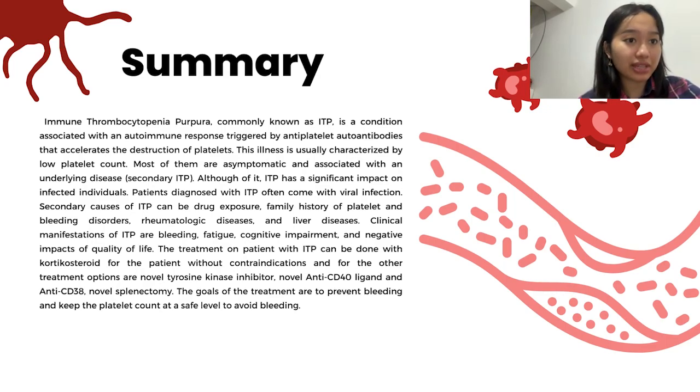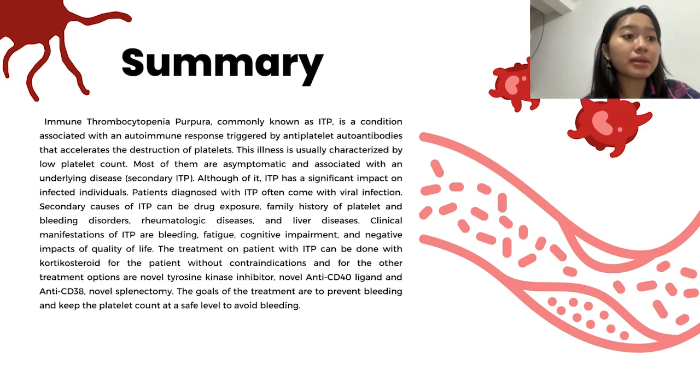Today I'm going to explain the summary of the student project. Immune thrombocytopenic purpura, commonly known as ITP, is a condition associated with an autoimmune response by antiplatelet autoantibodies that accelerate the destruction of platelets. This illness is usually characterized by a low platelet count that is mostly asymptomatic and may be associated with an underlying disease, called secondary ITP, while primary ITP occurs without an underlying disease.